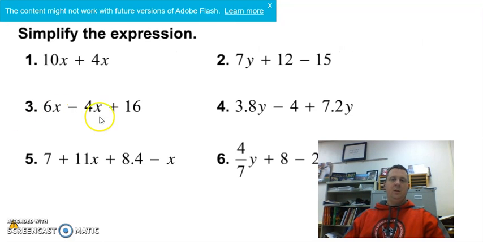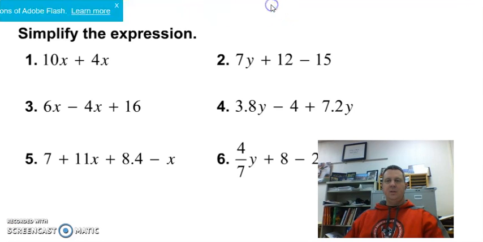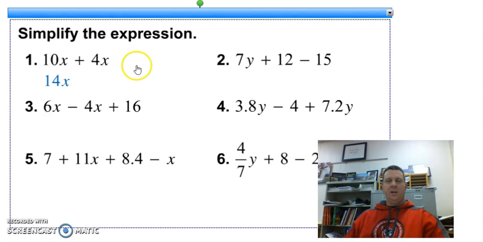So let's take a look at our simplifying expressions here. This is not in your record journal, but let's take a look at it anyway. If I have 10x's and I add 4x's, 10x's plus 4x's is going to be 14x's. Notice here, I don't have any other like terms like 7y. So 7y is going to stay by itself, but I can combine these constant terms, 12 minus 15. 12 minus 15 is negative 3. So it's going to either be 7y minus 3 or 7y plus a negative 3.